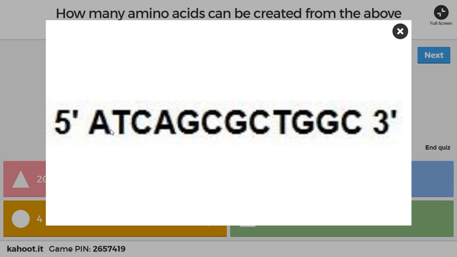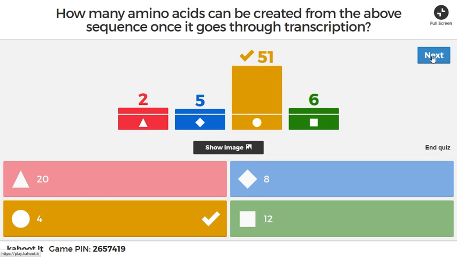So you can break it off into sections of 3. You can also count the total and divide by 3. So we have 12 letters here. You divide that by 3, and that'll bring up 4 amino acids.